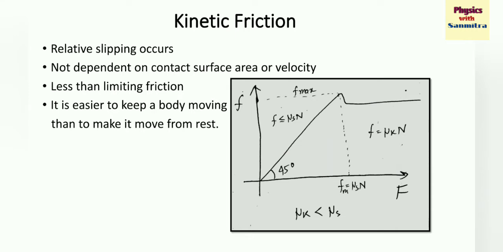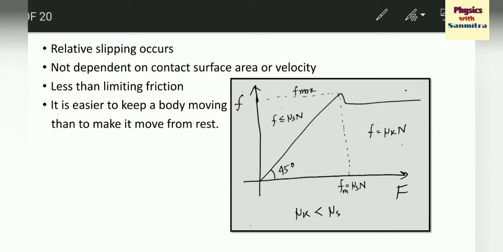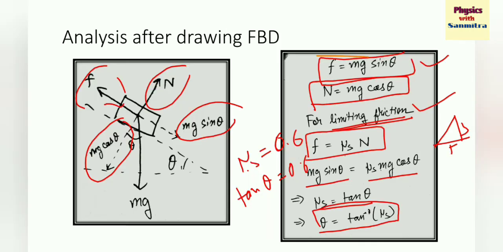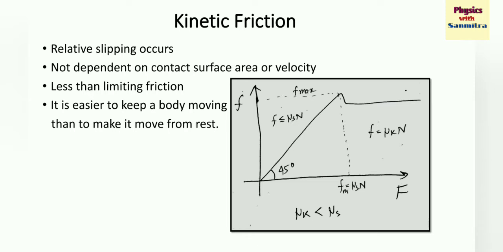Now let's analyze kinetic friction. Kinetic friction is when relative slipping will occur. So relative slipping is occurring, that is kinetic friction, we have already discussed. It is not dependent on the contact surface area or velocity. So it is not dependent on the velocity of the block, and it is not dependent on the contact surface area. It is less than the limiting friction.